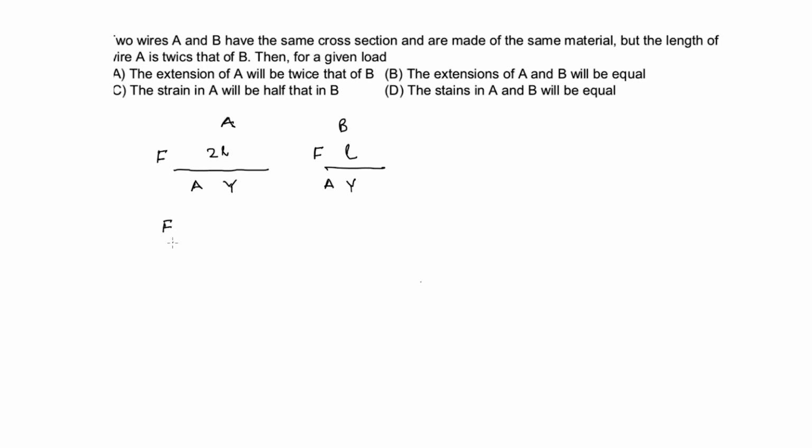So this equation should be F by A, which is stress, equal to Y into delta L A divided by 2L, and for B, F by A is equal to stress equal to Y into delta L of B divided by L. Extension of A will be twice that of B. So delta L A will be 2 times delta L B, that is the correct option.